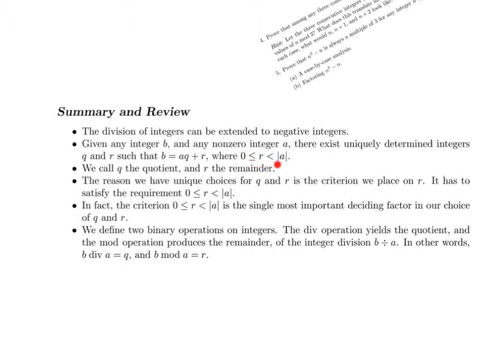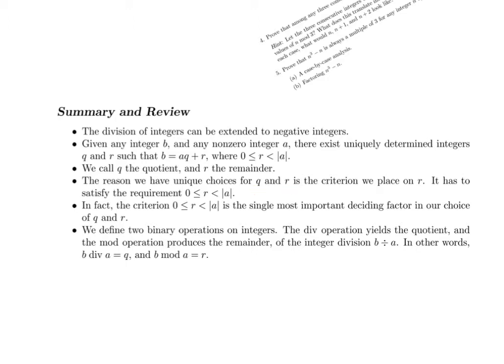The rule that we impose is that r has to be between 0 and the absolute value of a, and that comes from our intuition of doing long division, where the remainder has to be smaller than the number you're dividing by. Still positive or possibly 0, but has to be smaller than that divisor. Q is the quotient, R is the remainder.